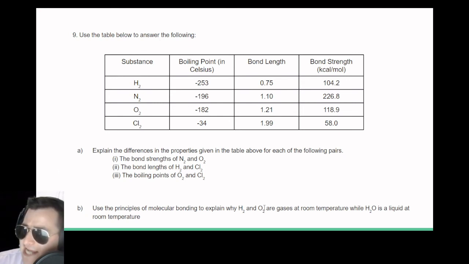H2 and O2 are gas at room temperature because they only have LDFs. Draw them out, they are nonpolar molecules. Meanwhile, H2O is the poster boy for hydrogen bonding. Stronger intermolecular forces means harder to disrupt, means harder to make it go from a liquid to a gas. Whereas these guys, their intermolecular forces are so weak that the connection between those molecules isn't as strong, therefore they are more readily going to become a gas.